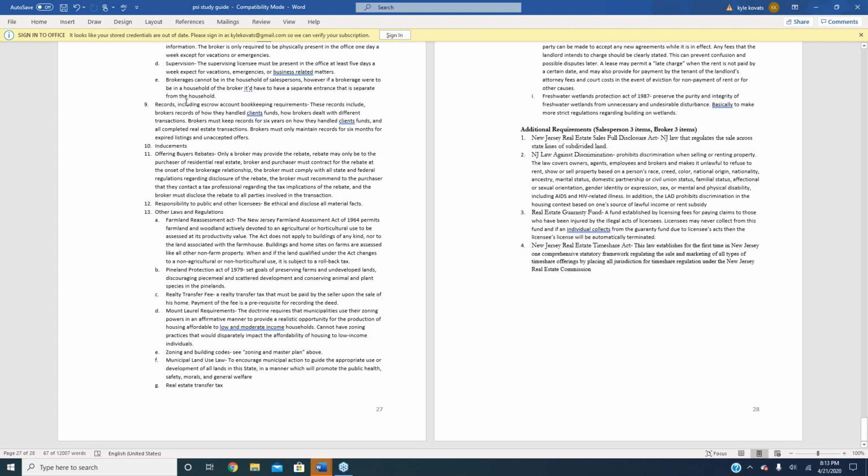Record keeping. As far as record keeping is concerned, certain records are kept for 6 years, others for 6 months. For 6 years, it's completed transactions and how client's money was handled. And for 6 months, it's unaccepted offers and expired listings. Talked about rebates already.